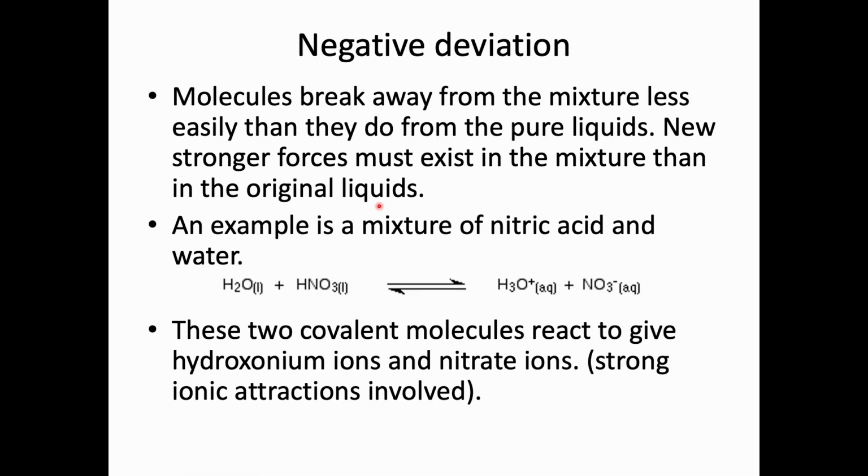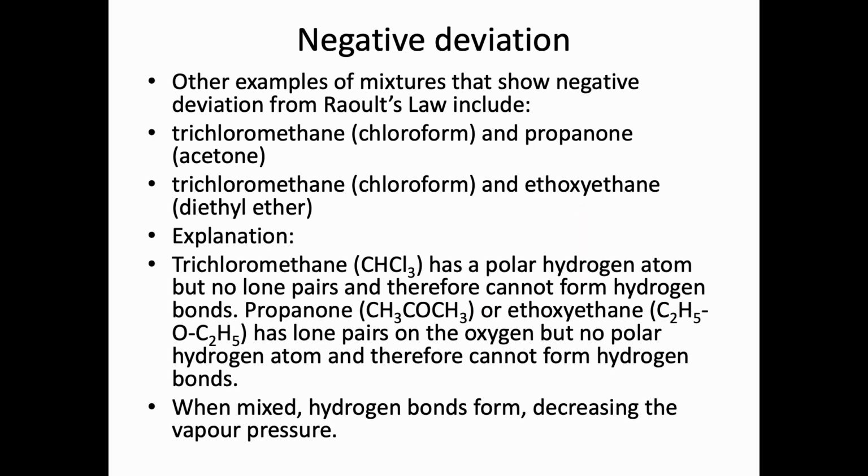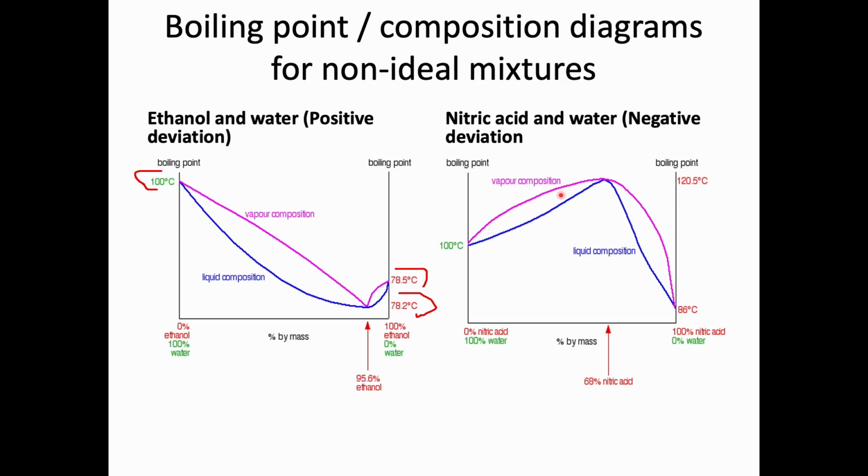An example of this that we're going to look at a bit more later on is the mixture of your nitric acid and your water molecule. The intermolecular force that exists within your ions that are formed from this mixture is actually stronger than your respective forces in your water and your nitric acid, and that has to do with the attraction between your oppositely charged ions. Some other examples include your chloroform and your propanone, your chloroform and your diethyl ether, and that has to do with your mixtures being able to form those strong hydrogen bonds that did not exist in your individual solvents. So we just looked at your two types of deviation of your Raoult's law, your negative and your positive.